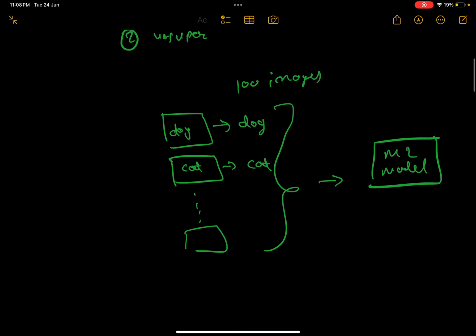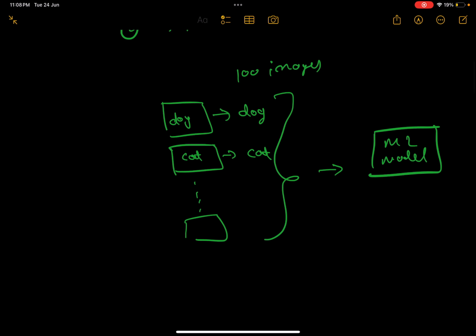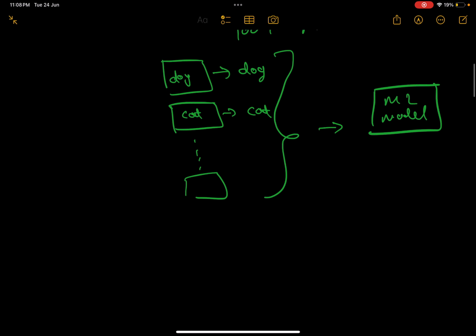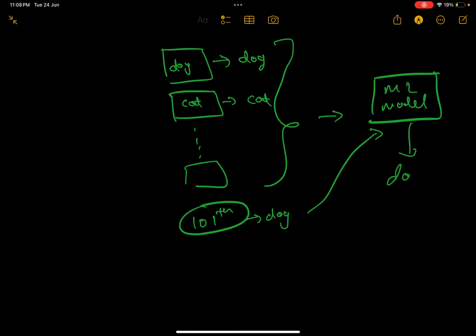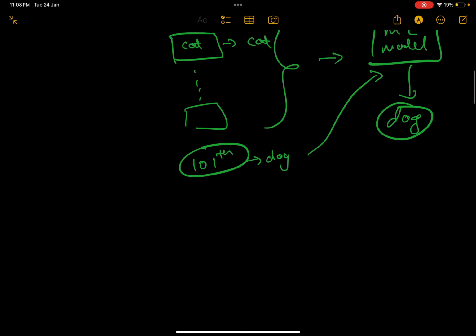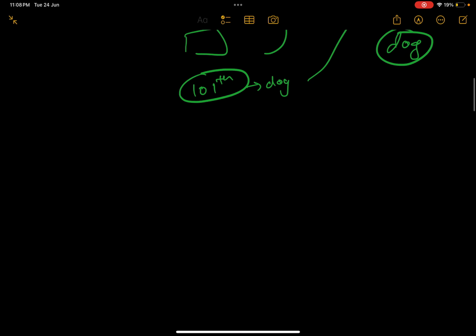So in supervised learning, we give the question and answers both to our model. Now how will our model predict? If we give another image, the 101st image, and it is an image of a dog, our machine learning model will predict that this image is particularly of a dog. This is how supervised machine learning behaves.